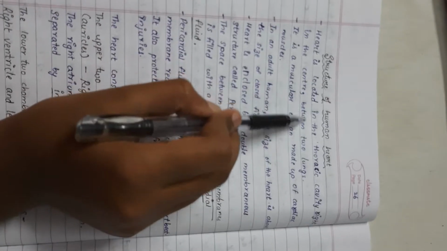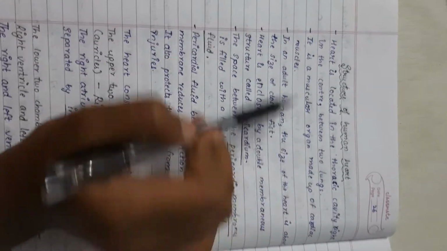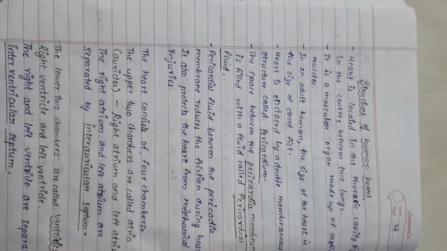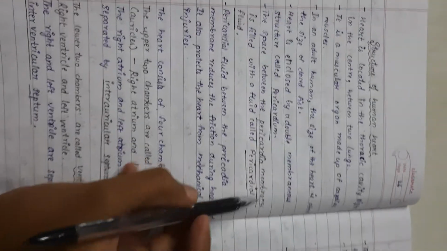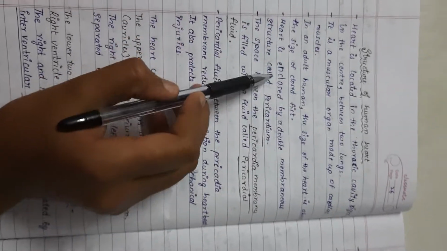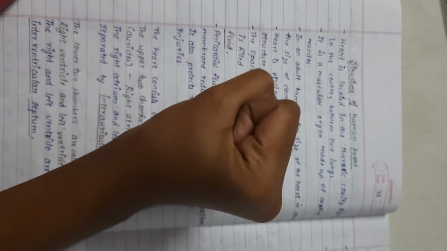The structure of the human heart. Heart is located in the thoracic cavity, right in the center between two lungs. It is a muscular organ made of cardiac muscles. In an adult human, the size of the heart is about the size of a closed fist. So in adults, this is a closed fist. So this much is their heart.